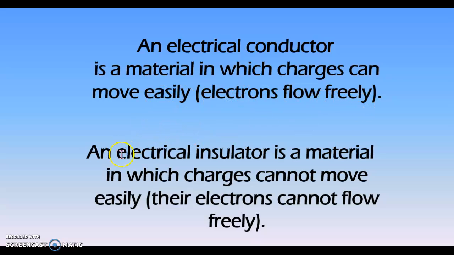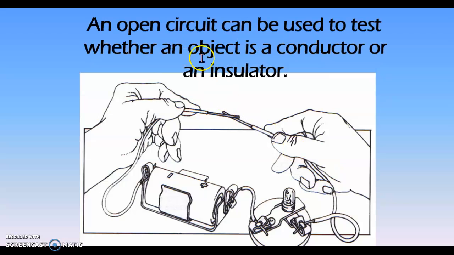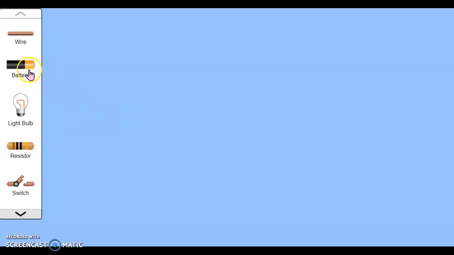An electrical insulator is a material in which charges cannot move easily, or its electrons cannot flow freely. I'm going to talk more about this in a demonstration later on. But remember, an open circuit can be used to test whether an object is a conductor or an insulator, which I'm going to do later on. So now I'm going to show you how to make a simple circuit.